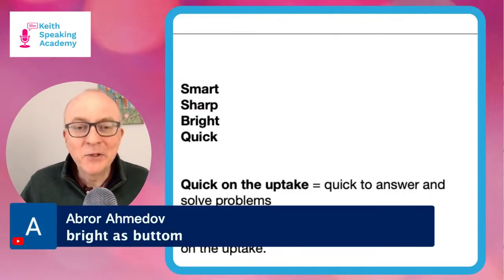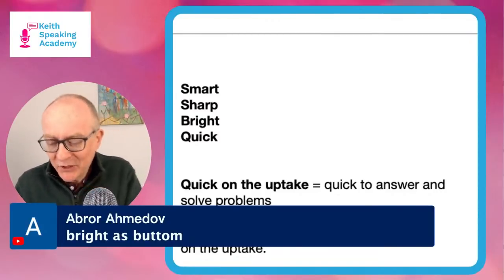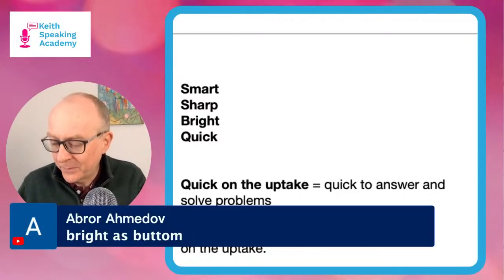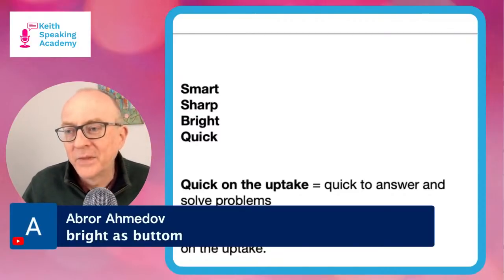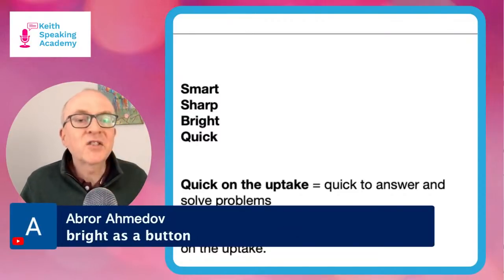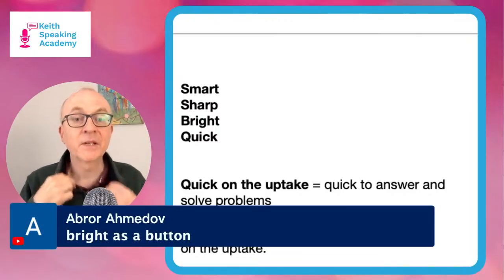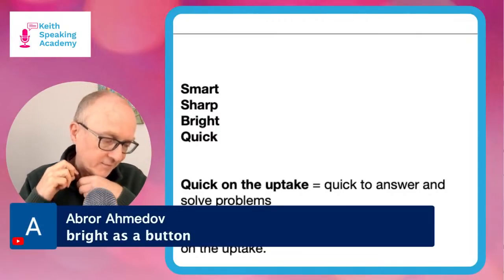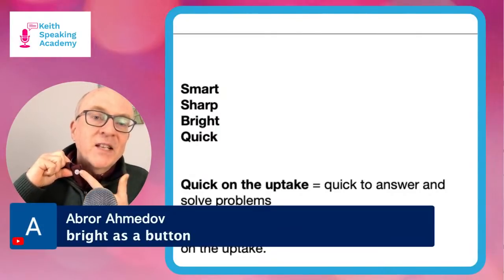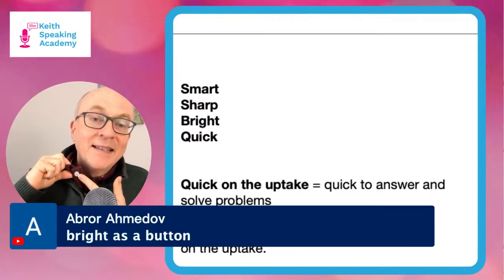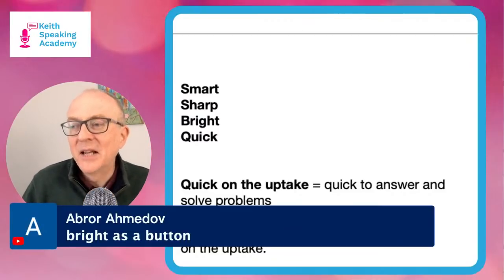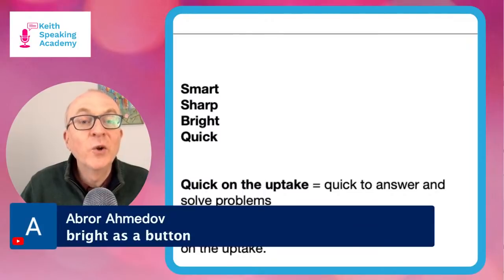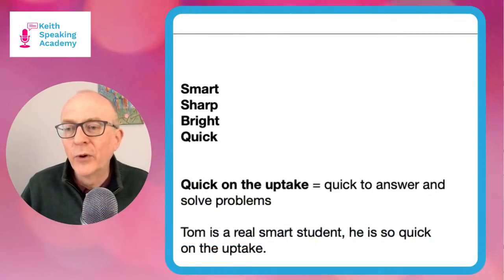Abror, I know you're writing so quickly. Let me just help you. As a button. Otherwise, it sounds like a bottom. You're not as bright as a bottom. You're as bright as a button. Yeah, and a button, of course, is this. There's my button. It's very bright. It's very intelligent because it puts my clothes together. As bright as a button, right? Good. All of these are great expressions we're going to be looking at more and more as we go along. Okay.